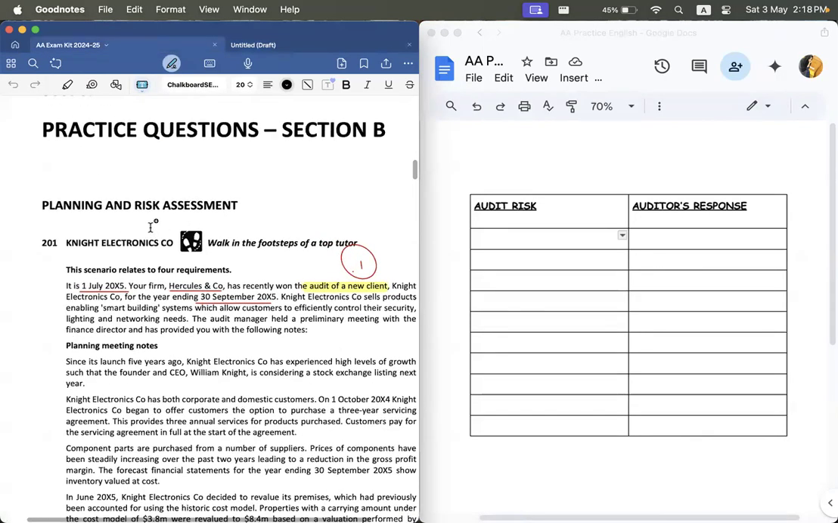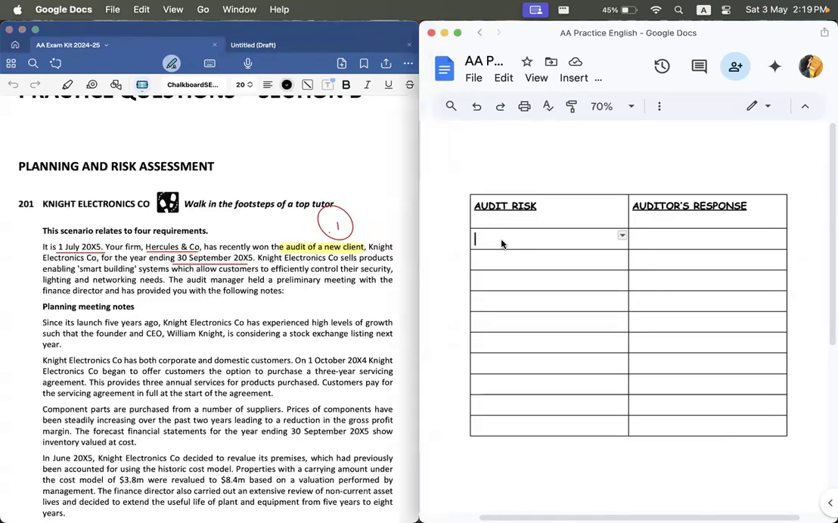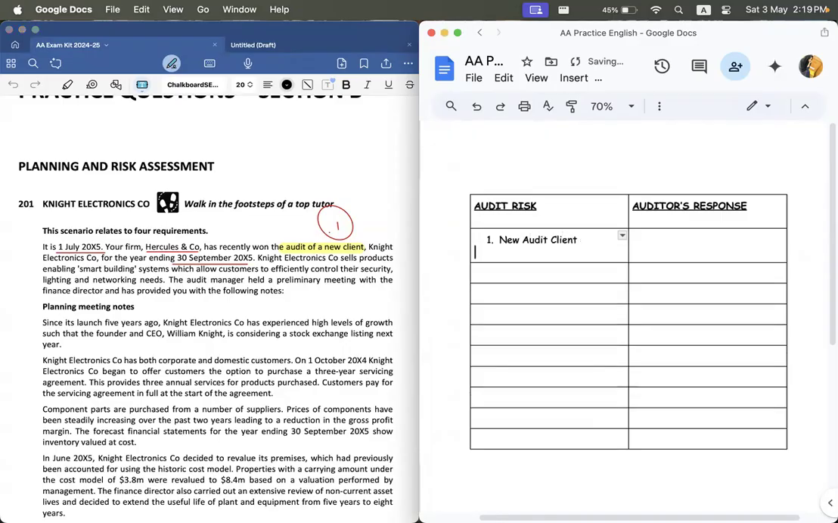So let's see. Here we already identified that this is the new client thing, right? So this is wrong. You're going to write the heading as new audit client. Understood? So what happens when the audit client is new? First, you are going to just copy paste this thing. So Night Electronics.